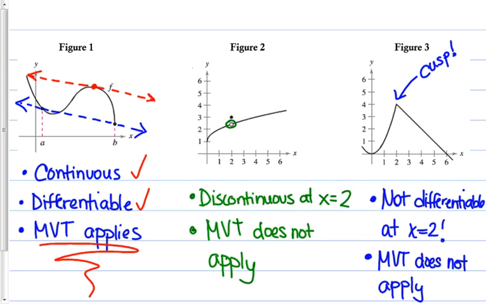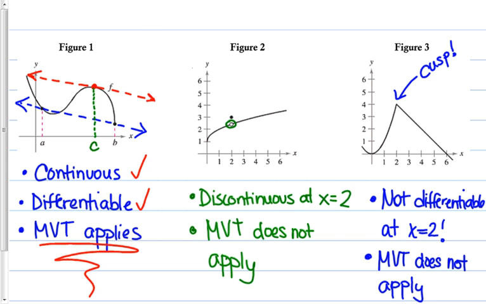It has to be differentiable, it has to be continuous, and then they guarantee me that somewhere in the graph I will have a slope of the tangent. So somewhere in the graph called C, I will have equal slopes for the tangent and the secant line.